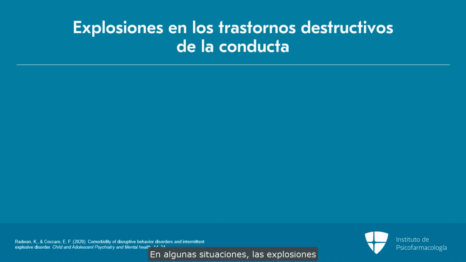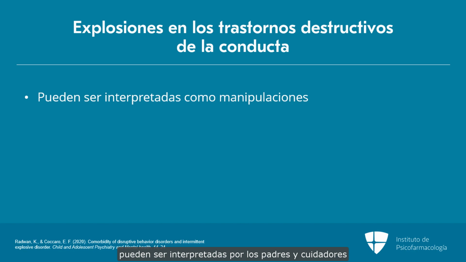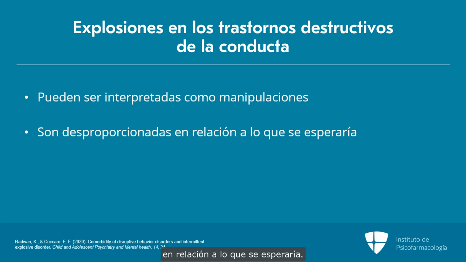In some scenarios, the explosions can be perceived by parents and caregivers as manipulative, or that they're used for the child to get something that they want or need. So, for example, when a child is being told to do something they don't want to do or being asked to stop doing something that they enjoy doing, and the child has an explosion, a parent or caregiver may perceive that as a manipulative behavior. Explosions are often out of proportion compared with what would be expected. We may see a large explosion that involves screaming, slamming doors, and sometimes throwing things or physical violence.